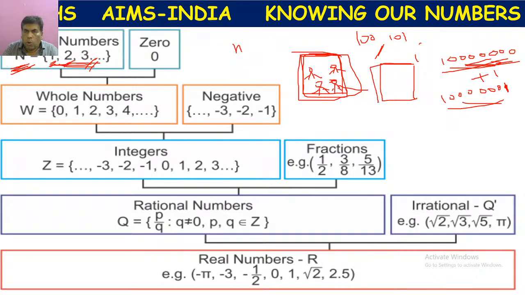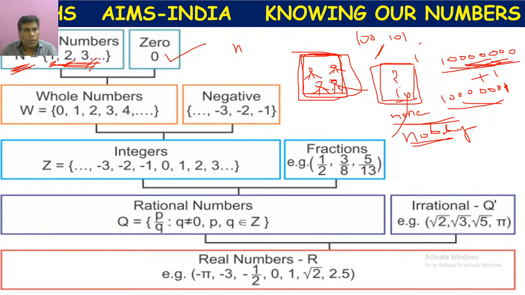Now this is the room. Who is there inside the room? None. Because everybody went away, there is nobody in the room. Now how to represent none or nobody? Can we represent it with 1? No, we cannot represent it with 1, because none or nobody we have to tell with the help of 0.